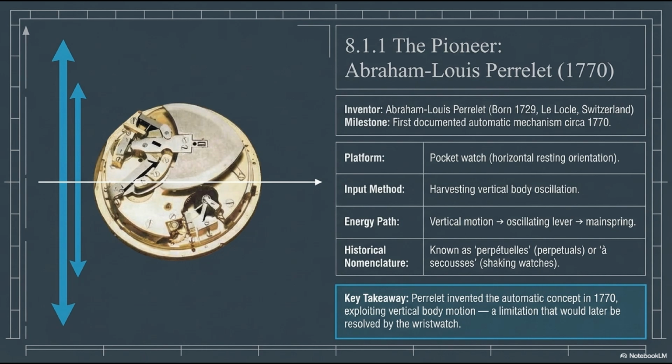Look at the image of the historical movement on the left. The energy path relied on a weighted lever that bounced up and down. This vertical motion was captured, transferred through an oscillating lever, and used to tension the mainspring. At the time, these miraculous devices were known in French as montres perpétuelles, meaning perpetual watches, or secouantes, which translates to shaking watches. The key takeaway here is that Perrelet successfully proved the concept of harvesting human motion, but he was strictly limited by the vertical orientation of the pocket watch.